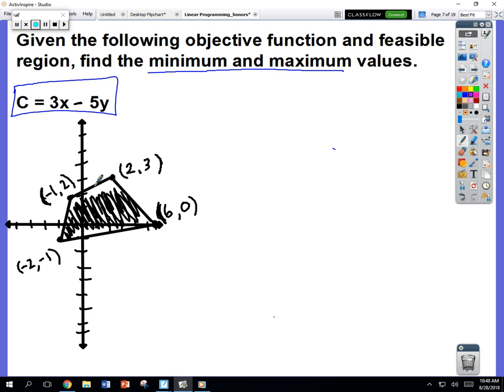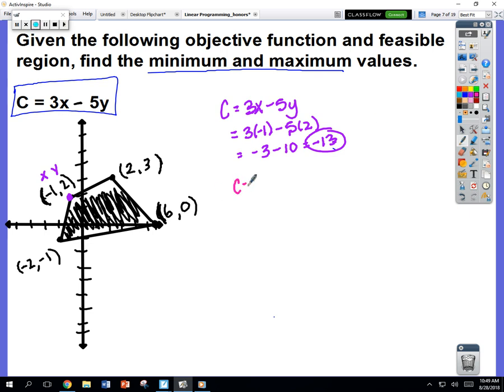So let's start with negative 1, 2. I'm going to use my objective function, c equals 3x minus 5y, and I'm going to plug in x and y. So it's equal to 3, x is negative 1, y is 2, so I get negative 3 minus 10, which is negative 13. So that's the value at the ordered pair negative 1, positive 2.